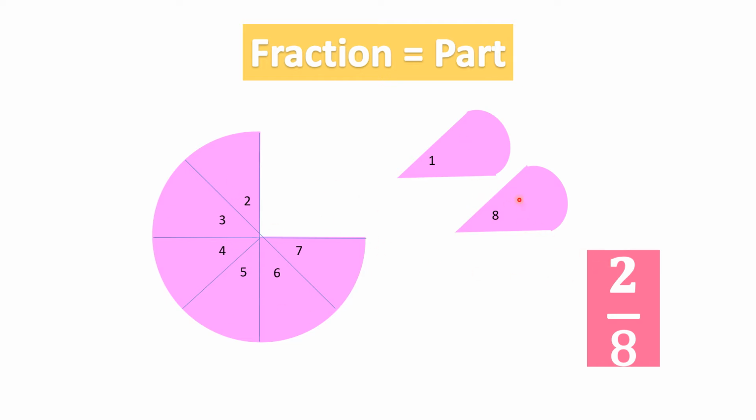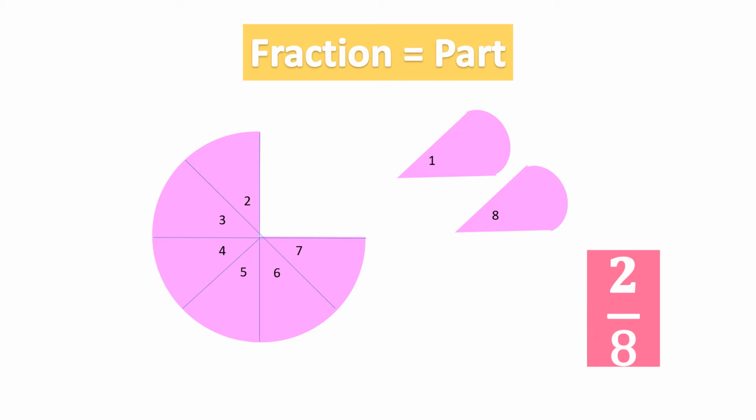And we can do this only when the pieces are equal. Okay, remember the point? I have divided this cake into equal parts. That's why I can write it as 2 out of 8. Why? Because this is 2 equal parts out of 8 equal parts, right? So 2 out of 8.